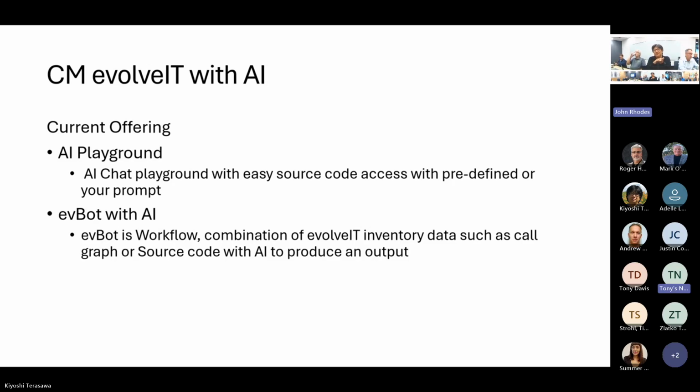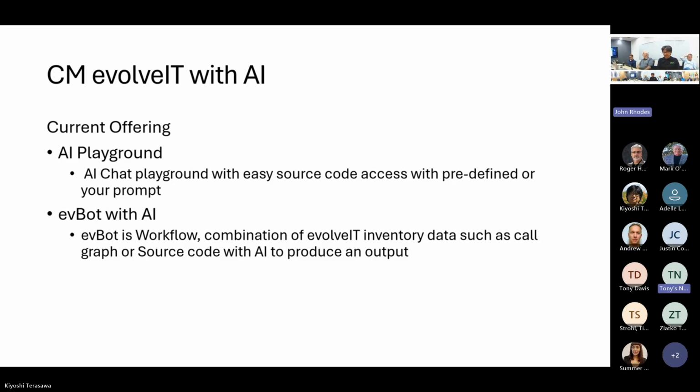So currently we have offerings with AI. evolveIT's AI Playground, which he showed, is basically using an LLM API from there. That's a flat way to say that we have predefined prompts, but also custom prompts, or your own prompt. And then EV bot with AI, which is basically workflow. We have predefined workflows; we don't open it up for you to create a workflow. It's a little involved to open that capability, but it's predefined, and occasionally invokes the AI LLM to summarize or things like that.